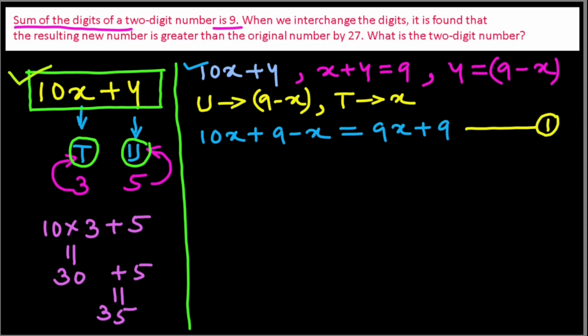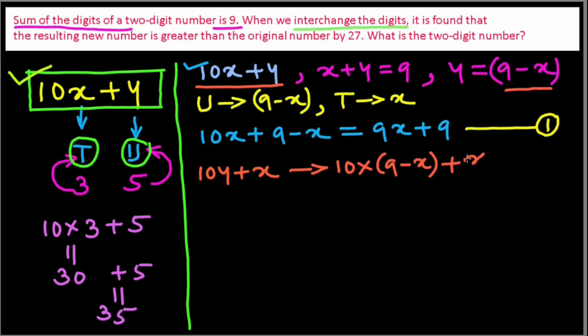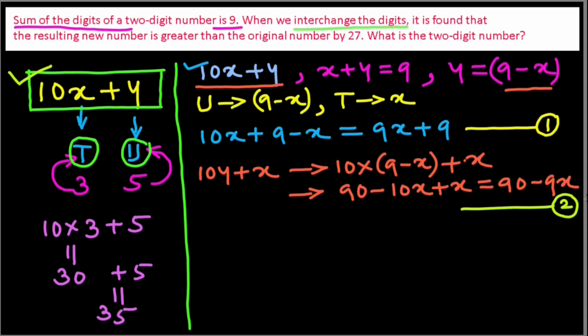According to the next condition, when we interchange the digits, that means we will write 10x plus y as 10y plus x, which will be 10 multiplied by y, which is 9 minus x, plus x. It will be 10 into 9, 90, minus 10x plus x, which will be 90 minus 9x. So this is our two-digit number after interchanging the digits.